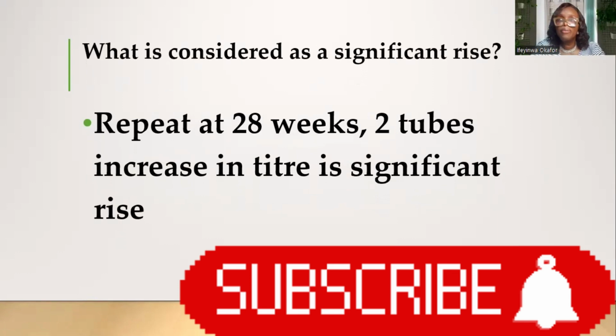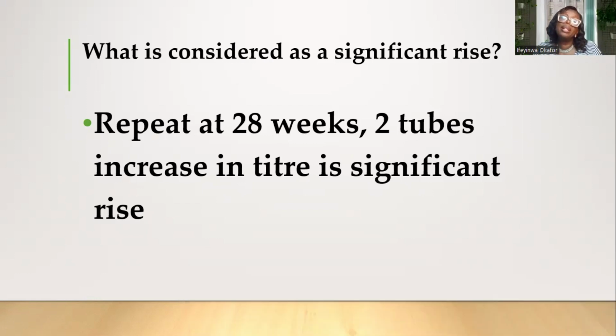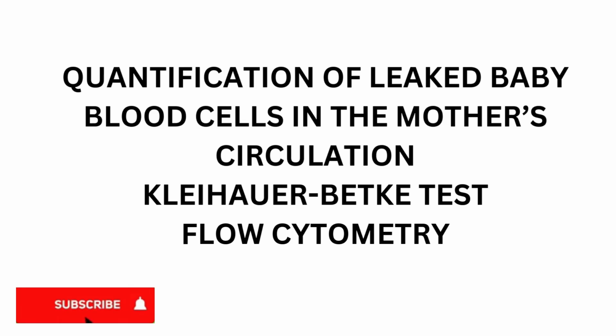Then there's a significant rise in the titer. What happens when there's a significant rise in the titer? The truth is that what it tells the doctors is that the patient needs more close monitoring. It's only the gynecologists that are managing the patient that will know when to intervene in order to save the baby. So the rate at which the antibody titer is rising will tell them when to intervene to save the child. We can also quantify the amount of baby blood cells that have leaked into the mother's circulation by doing what we call a Kleihauer-Betke test or flow cytometry.